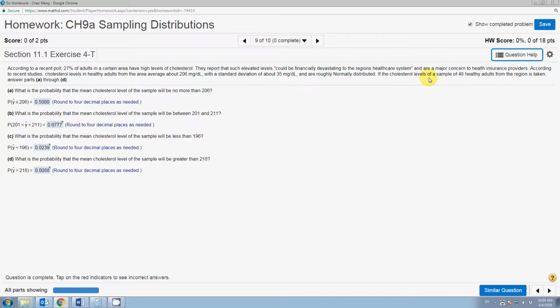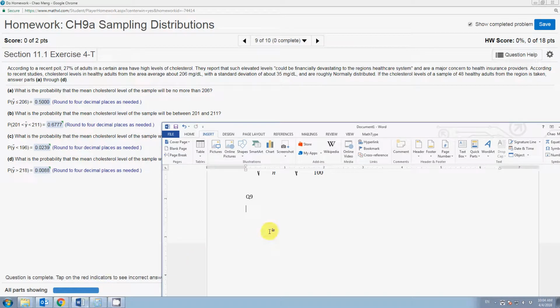And then we got a sample which has 48 individuals. So this is our sample. Sample size is 48, and we are going to study the distribution of the sample mean. Okay, let's write down what we know about this question. The population mean is equal to 206, the population standard deviation is equal to 35, and the sample size is equal to 48. Okay, so that's what we know, and we want to study the sample mean.